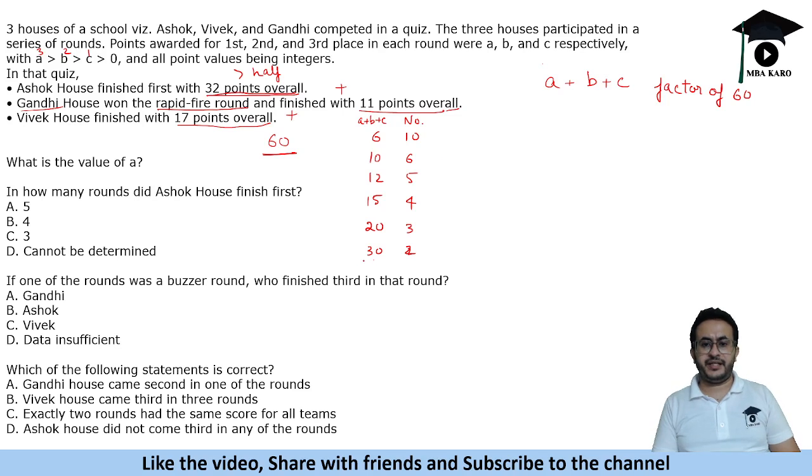So A will be greater than 10. So in one round itself they will score more than 10 points. And obviously in the other round also they will score some points. So we can easily eliminate these cases.